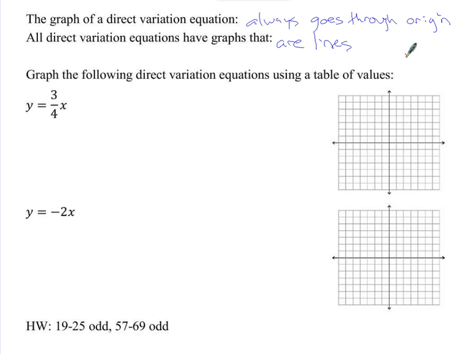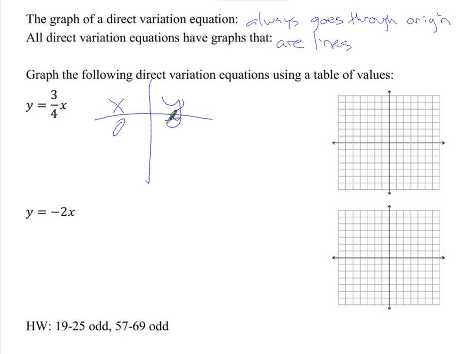Graph the following direct variation equations using a table of values. We know that this graph is going to go through 0, 0. I'm forced to use a table of values. So I'm going to put 0. And what would my y value here be? 0. Now I need to pick some other numbers because we can't graph a line without more than one point. I could do 1, 2, 3, 4. What's the problem with that? Those are easy numbers, but they're not easy numbers to work with in this problem.